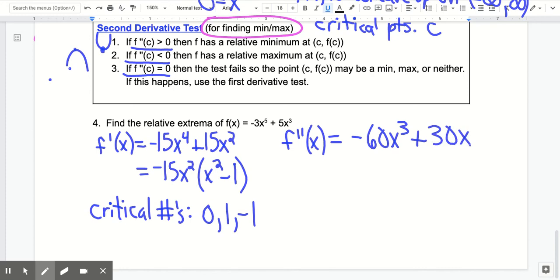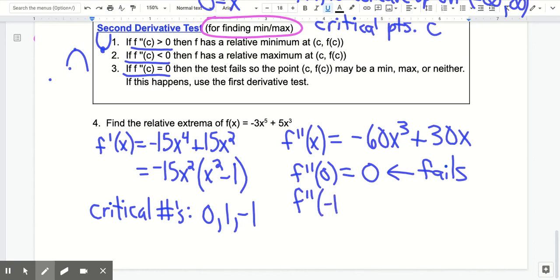And now we're going to plug in our critical numbers. Okay, so first I'm going to plug in 0. So I plug in 0 and I get 0 plus 0, which is just 0. So the test fails. So we'll come back to this one. We have a problem here. Let's try another one. Let's try negative 1.